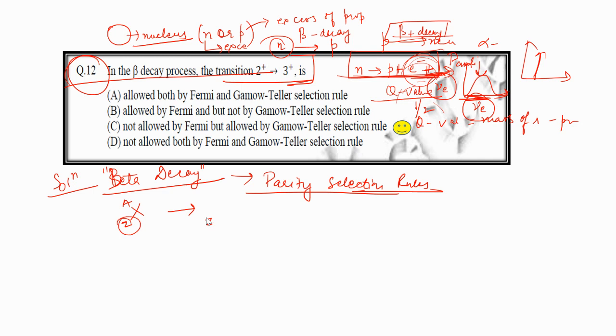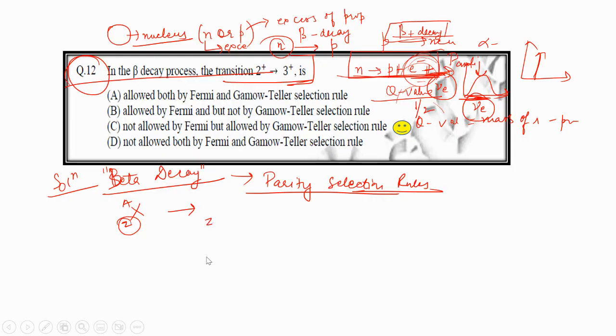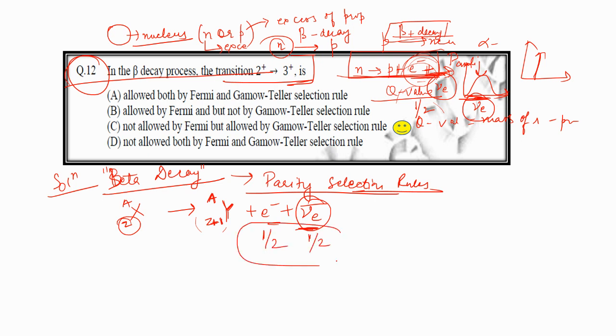So we can see here, if it is a beta decay, a proton will be emitted. So A will remain the same, and Z will increase by one. The proton has emitted an electron and an antineutrino. Okay. Now the parity selection rule says that this electron and antineutrino both are spin half particles, right?